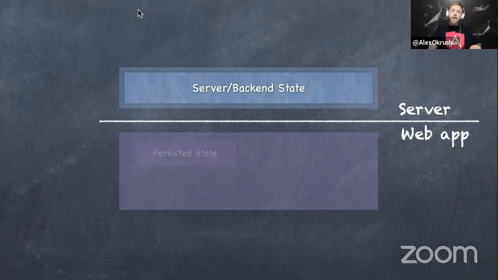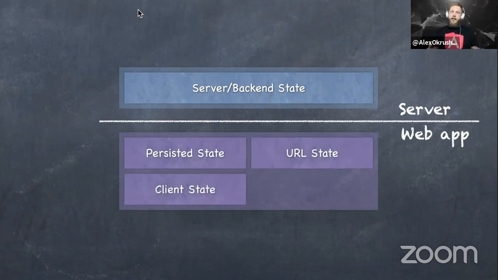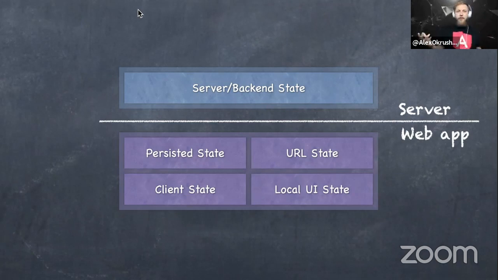On the web app, though, we have a few other states. We have a lot more than these four, but these are the four that I'll mention today. We have a persistent state, URL state, client state, and local UI state. And we'll get into some of them in detail right now.